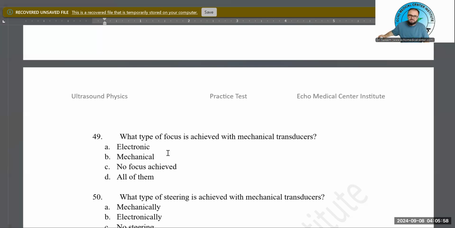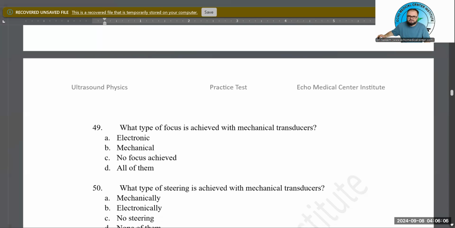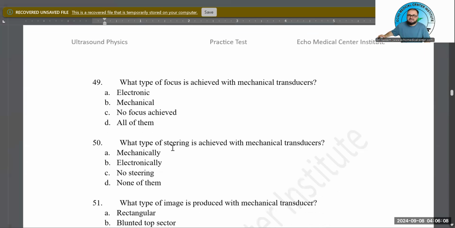That is correct. And the focus is also fixed focusing. We cannot move it, correct? It's a fix actually. Okay, next question. What type of steering is achieved with mechanical transducer? Again, it's a simple question. So of course it's mechanically. The name says mechanical transducer, as I explained earlier, that there is a small crystal and that is actually moving. So that steering will be also achieved mechanically.